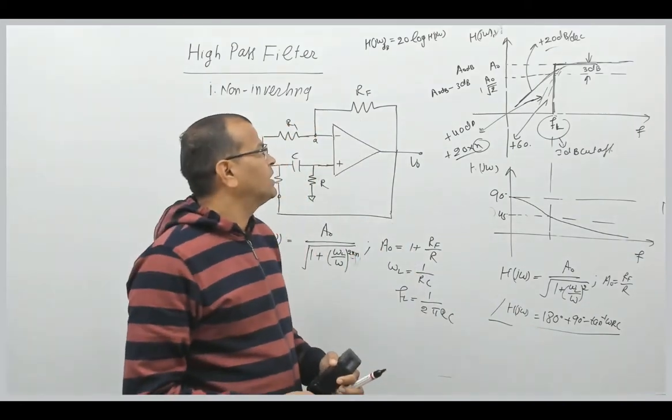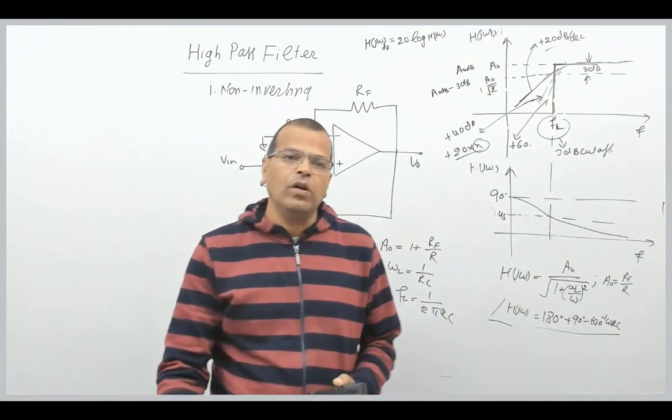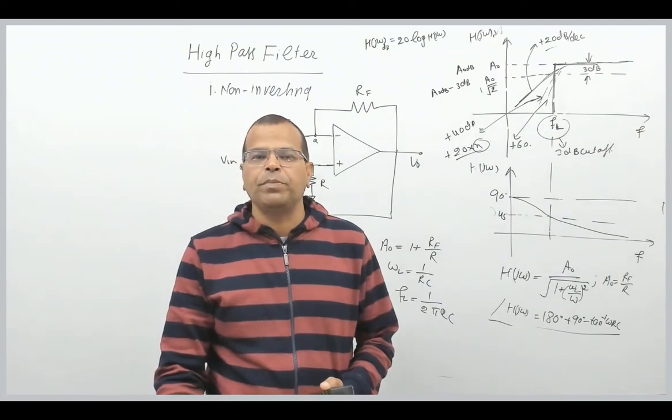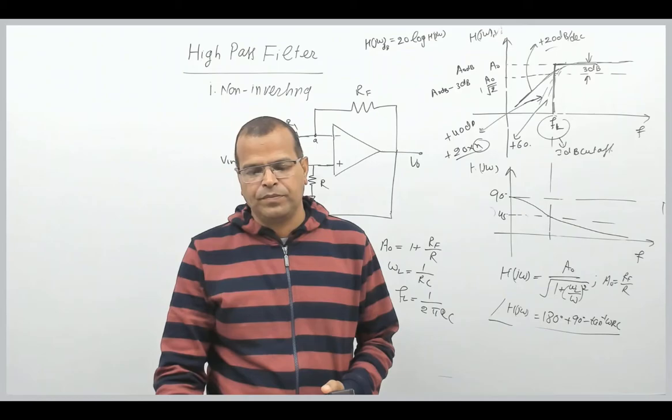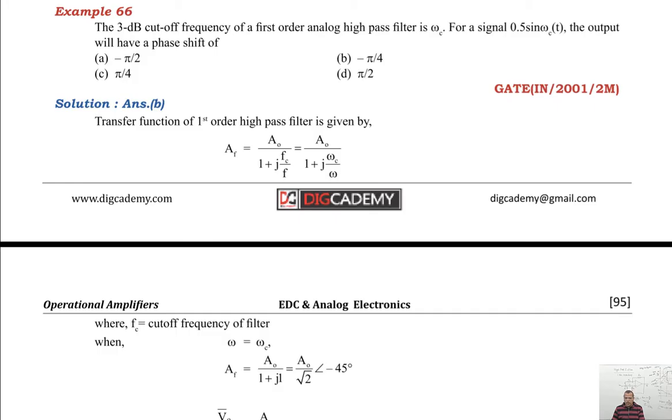Now we will see examples based on high pass filters which appeared in different exams in the past. Now let us see the example based on a high pass filter. The 3 dB cutoff frequency of a first order analog high pass filter is omega c. For a signal 0.5 sin omega c t, the output will have a phase shift of what?